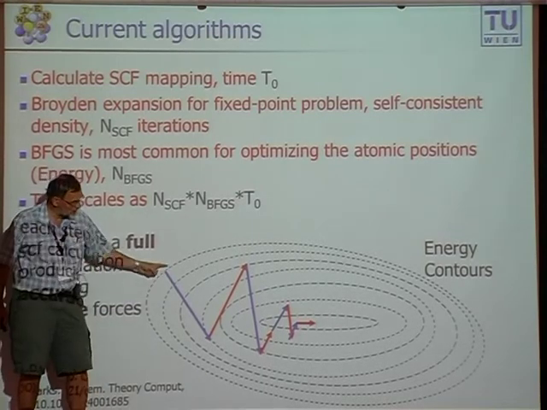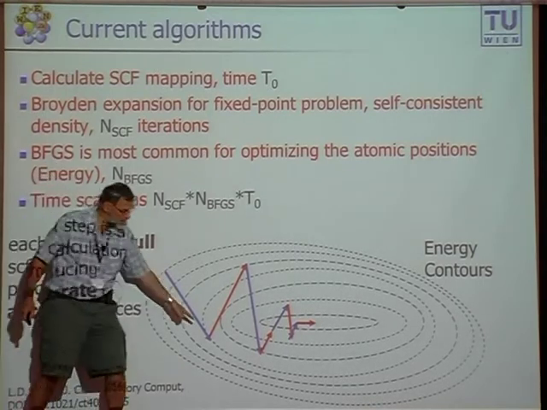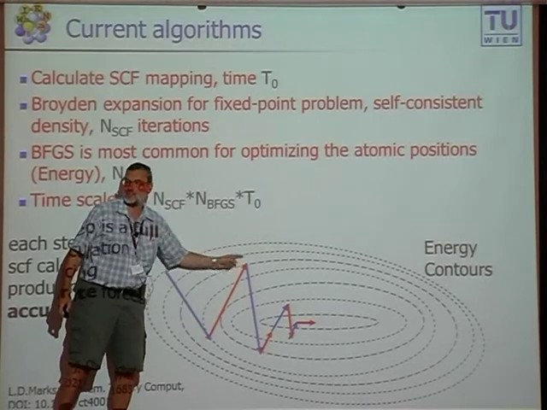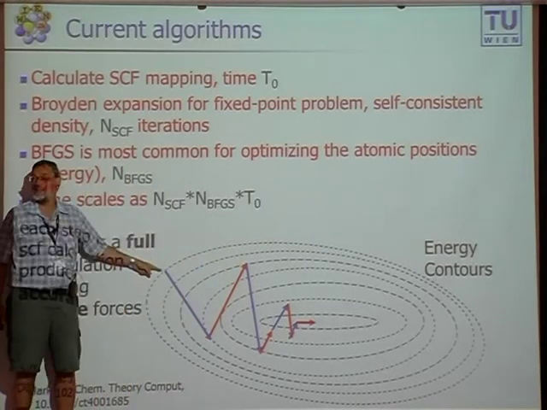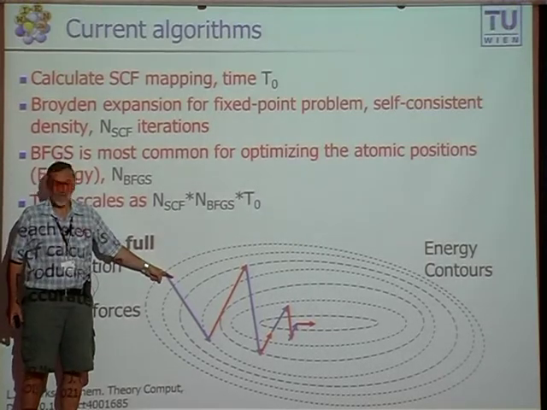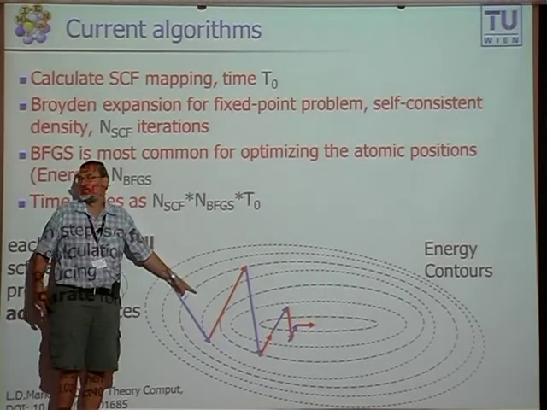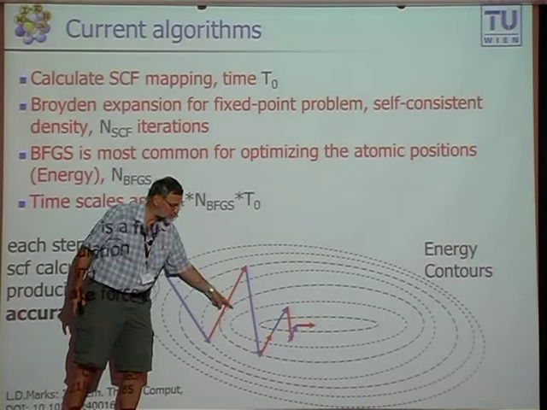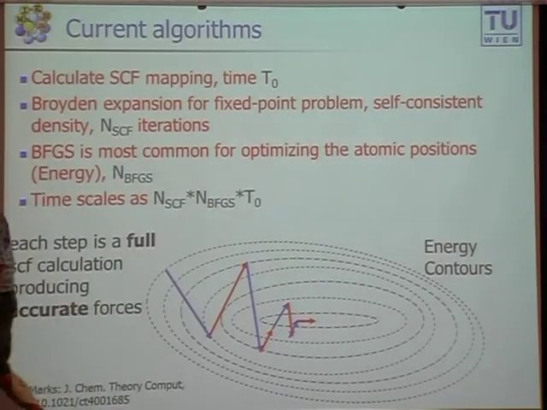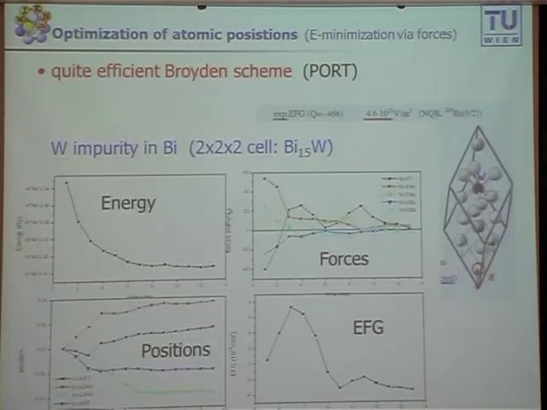So instead of doing 40 SCF cycles here, then moving here, 40 SCF cycles here, moving here, 40 SCF cycles here, we do one SCF cycle, moving, let's say, here, one SCF cycle, moving maybe here, one SCF cycle, moving here, one SCF cycle, and so on, coming over here. Okay? So this is a more efficient scheme which is also implemented.